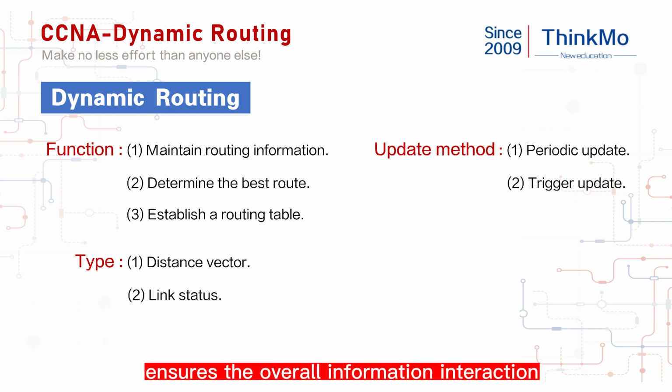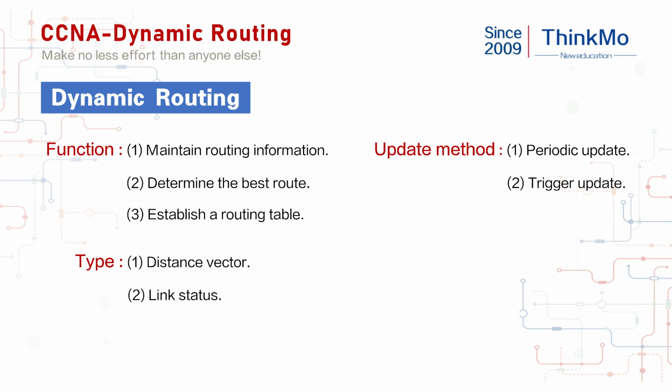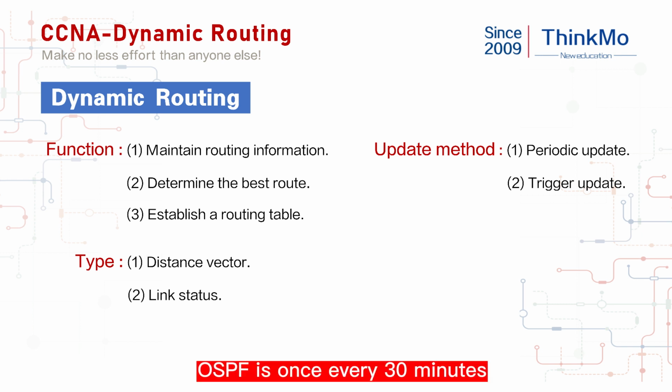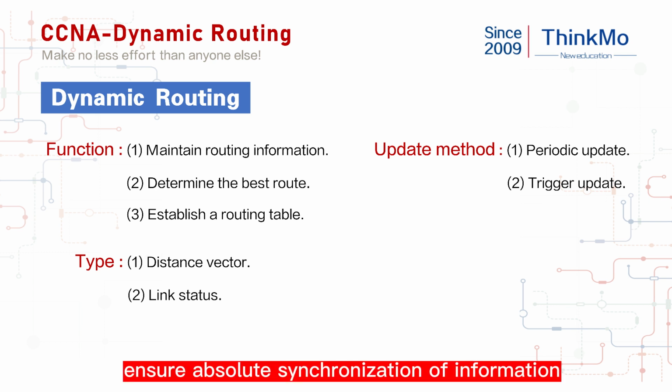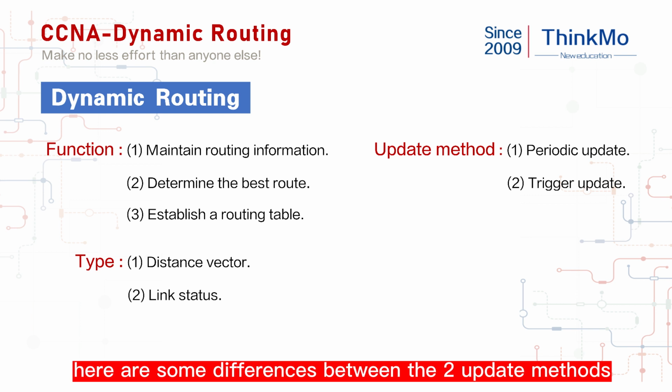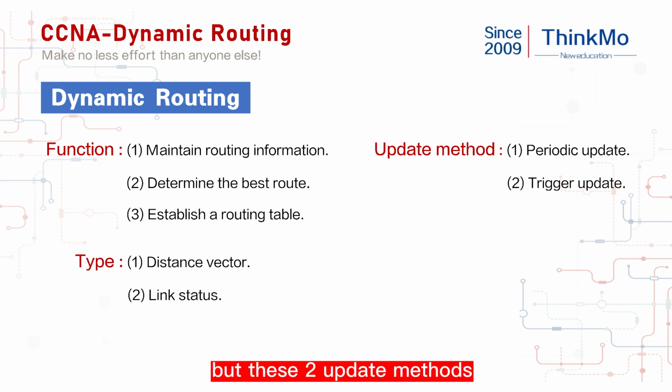Periodic update ensures the overall information interaction of the routing table. OSPF does it once every 30 minutes, ensuring absolute synchronization of information between devices. Here are some differences between the two update methods. But not every routing protocol has both. Just like EIGRP only uses triggered updates, while OSPF has both. Let's look at the specific protocol mechanisms.